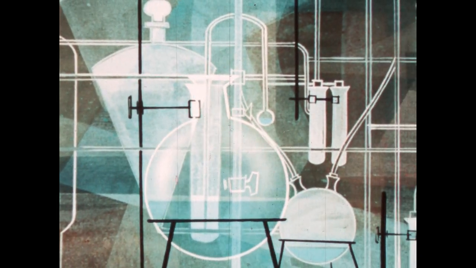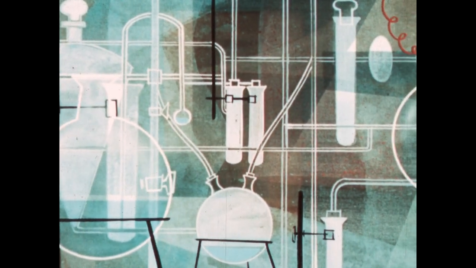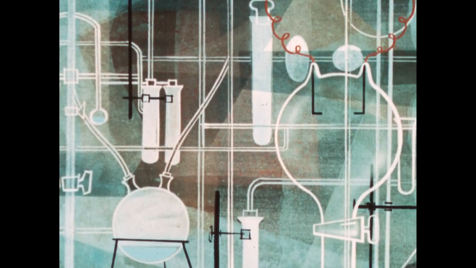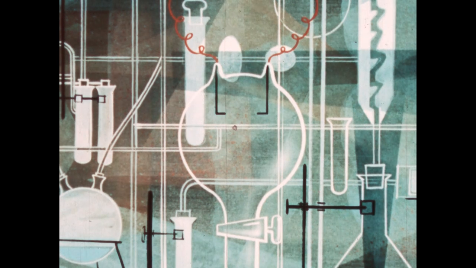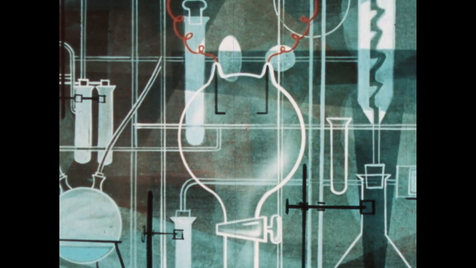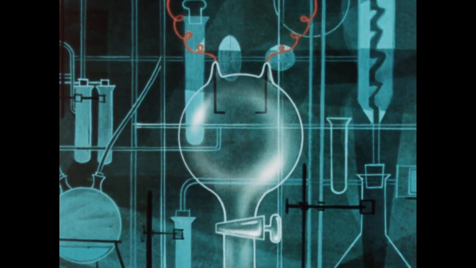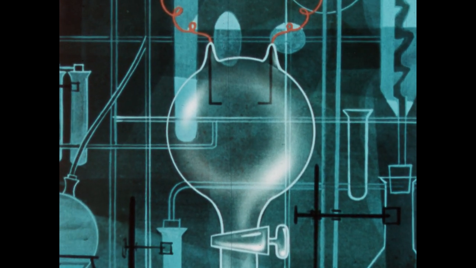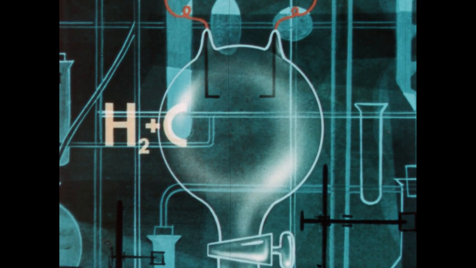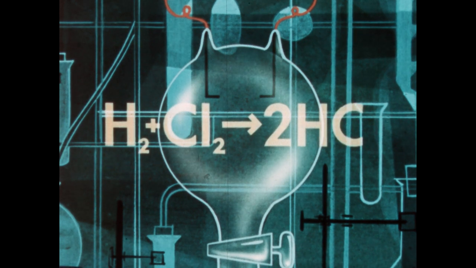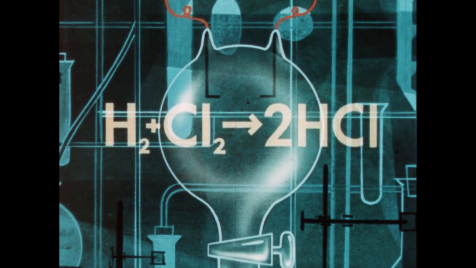The control of chemical reactions is a subject of both scientific interest and great practical importance. Some of the factors involving the control of chemical reactions are illustrated in a relatively simple reaction, that of H2 plus Cl2 giving 2HCl. This reaction can occur at varying rates.